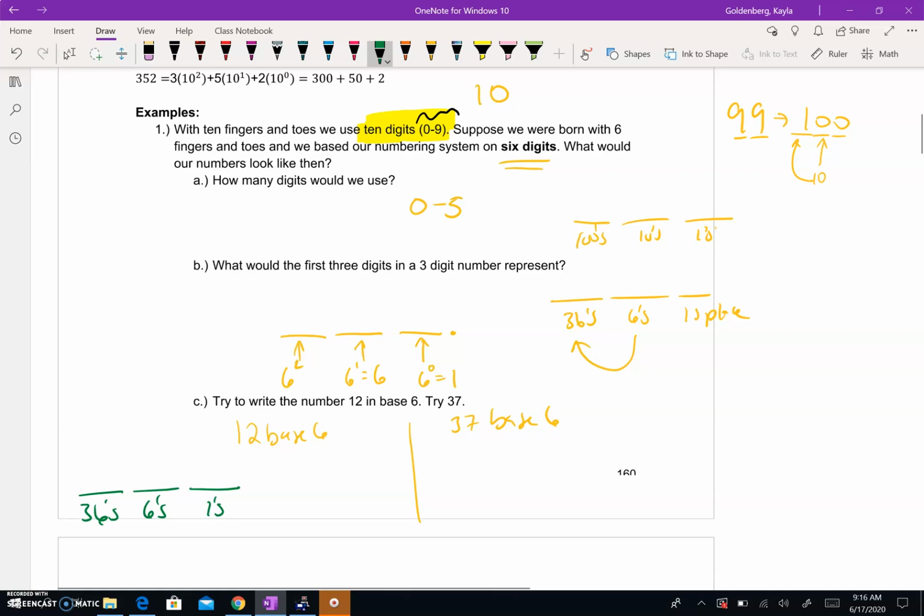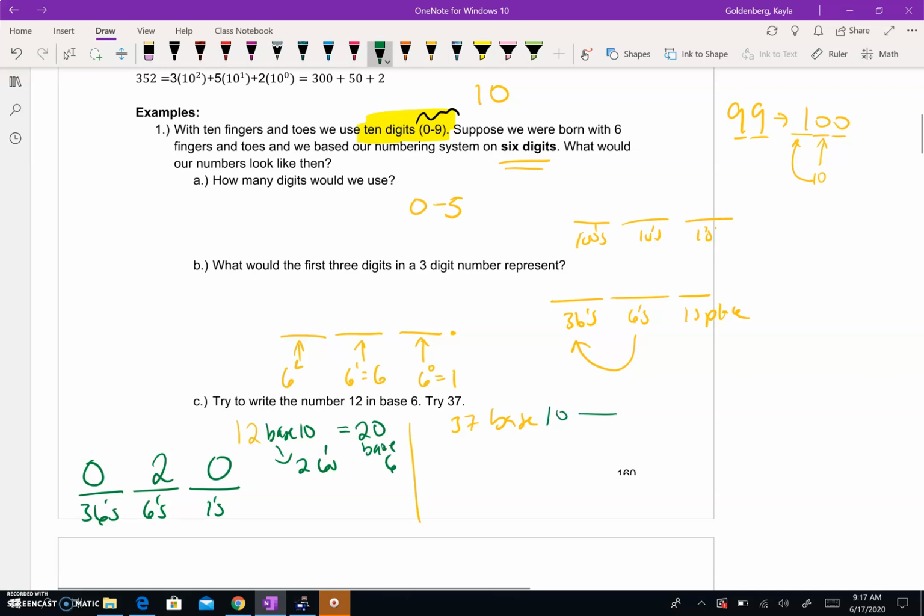Or even if it was one decimal space further. But obviously, since it's 12, it's not a huge number. So I don't have any 36s. 12 is 2 6s, right? 2 6s. So I could put a 2 here, and that's the entire number. There are no 36s, there are no 1s. So 12 base 6 would be the same thing as 20. And actually, I'm going to say 12 base 10 is 20 base 6, just to compare what it looks like in each base.